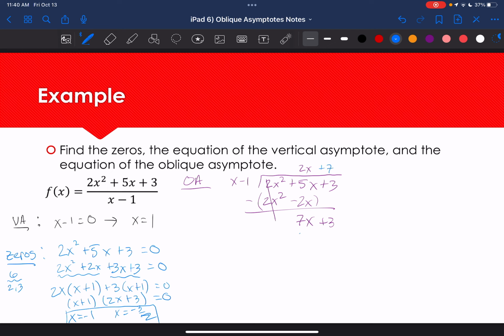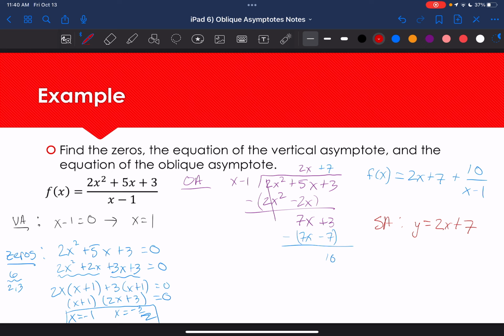7 times x is 7x. 7 times -1 is -7. Wrap it up and subtract. We get a remainder of 10. So what that means, our function f of x can be equivalently written as 2x plus 7 plus 10 over x minus 1. And my slant asymptote, or my oblique asymptote, they're synonymous, is y equals 2x plus 7.